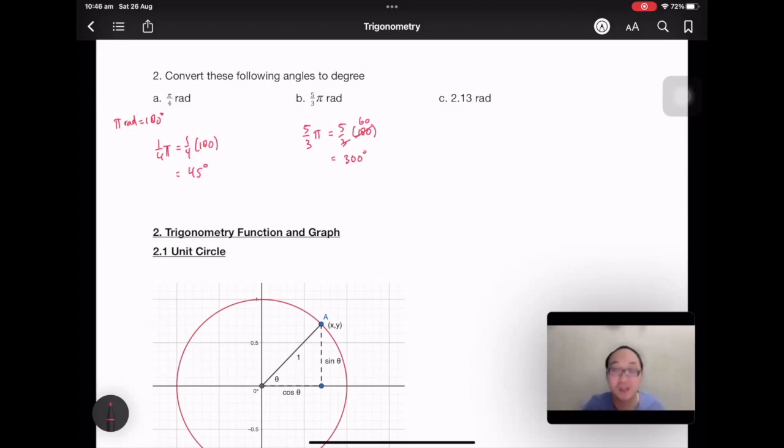And how about C, 2.13 radian? It doesn't contain pi, so we still use this ratio. We can express it as 2.13 over pi and then times 180. So this equals 122 degrees, approximately.